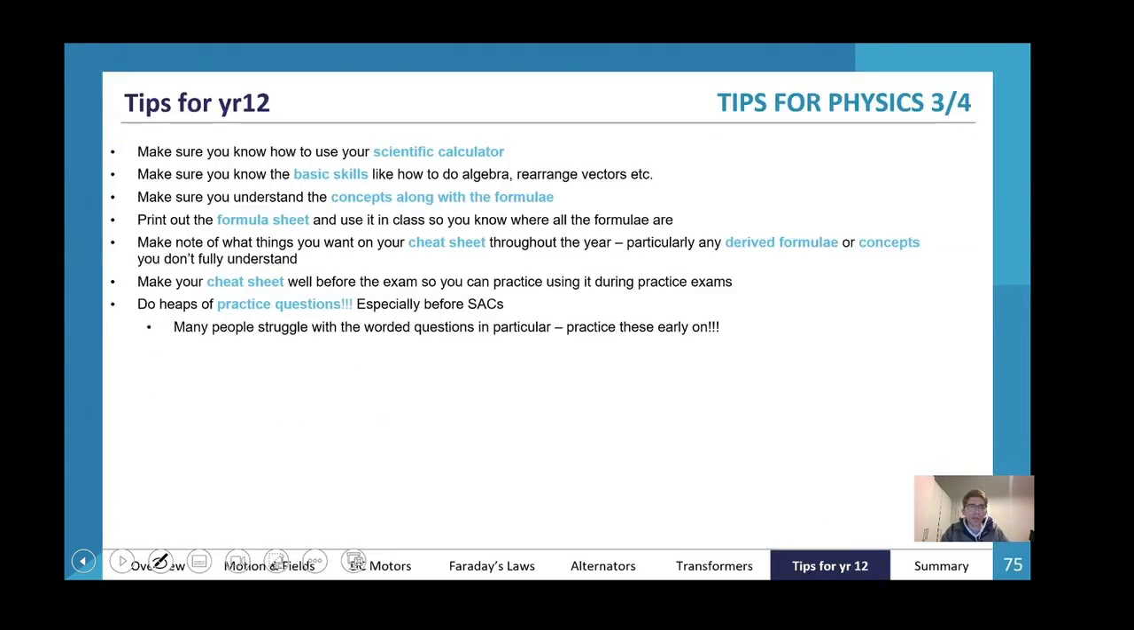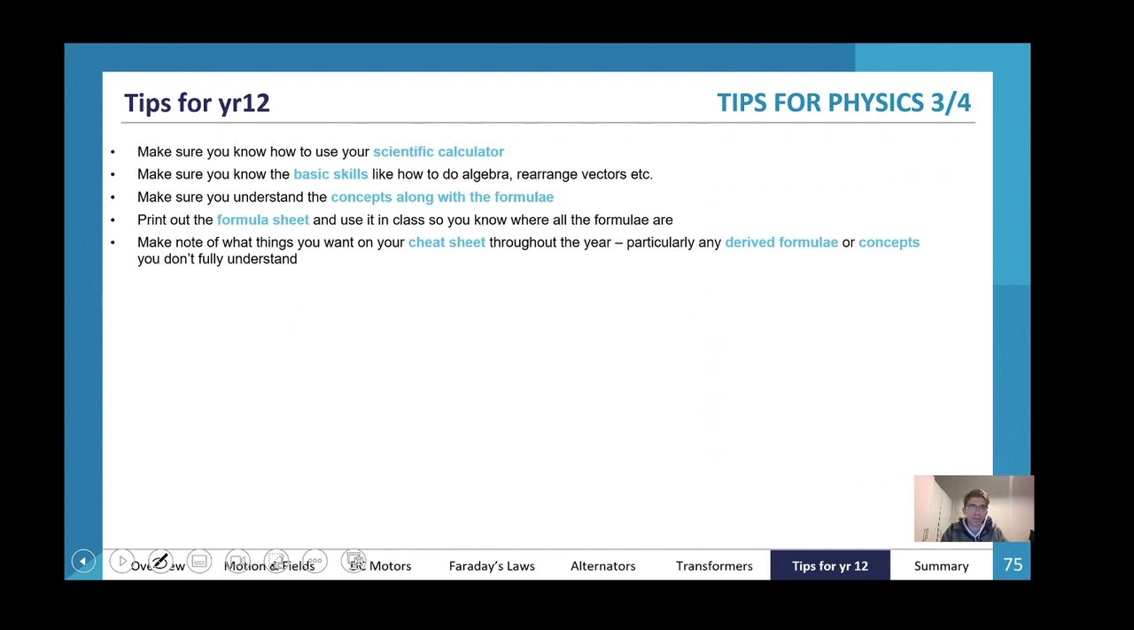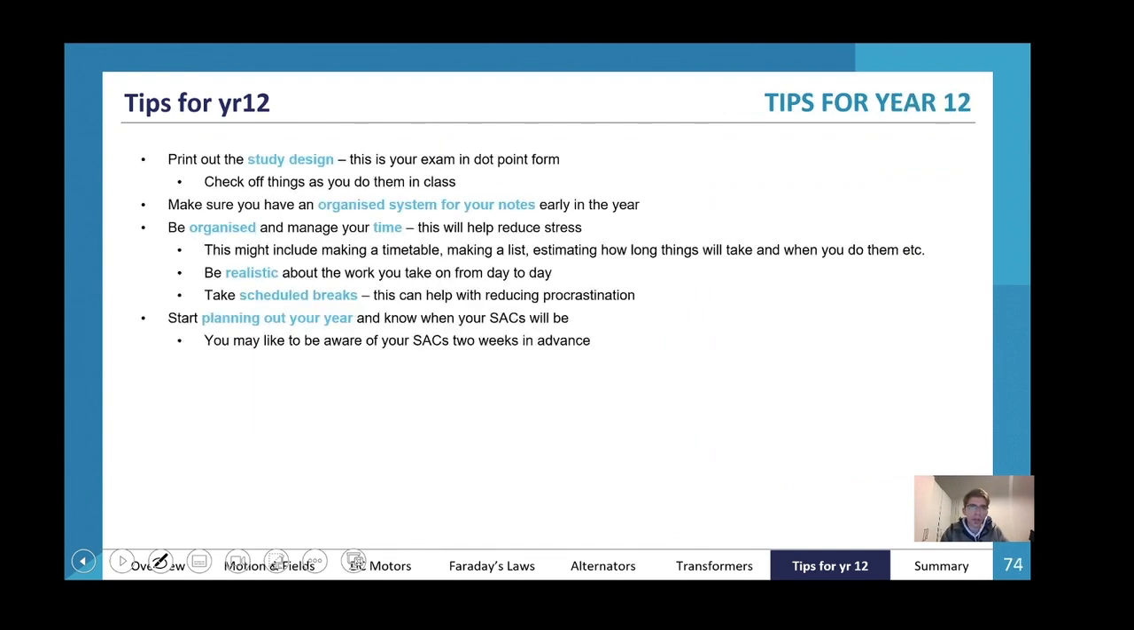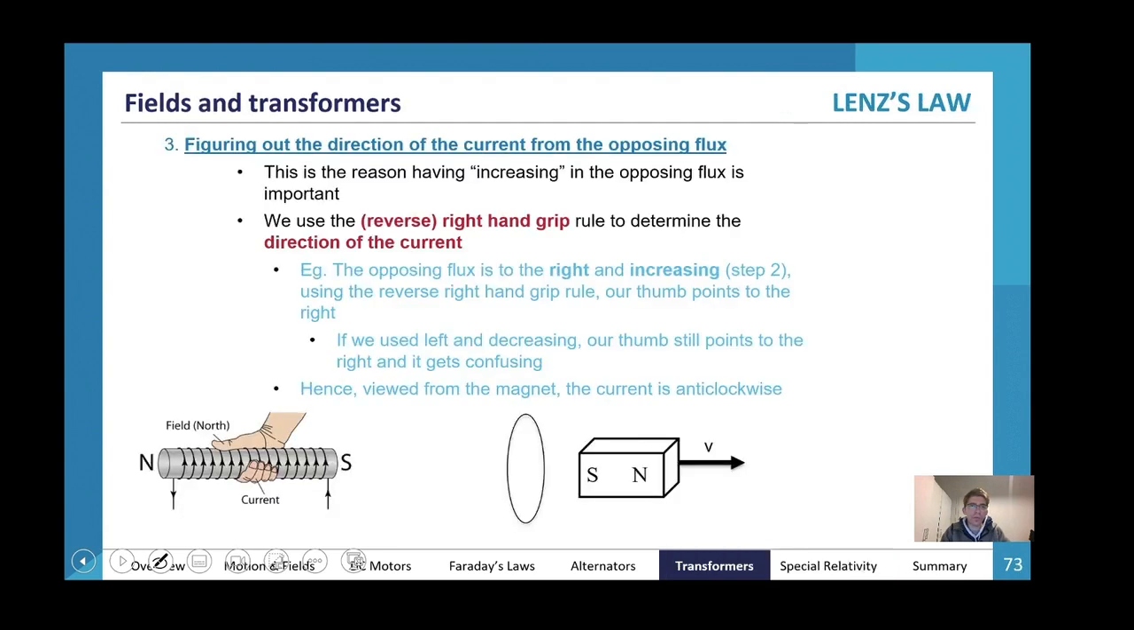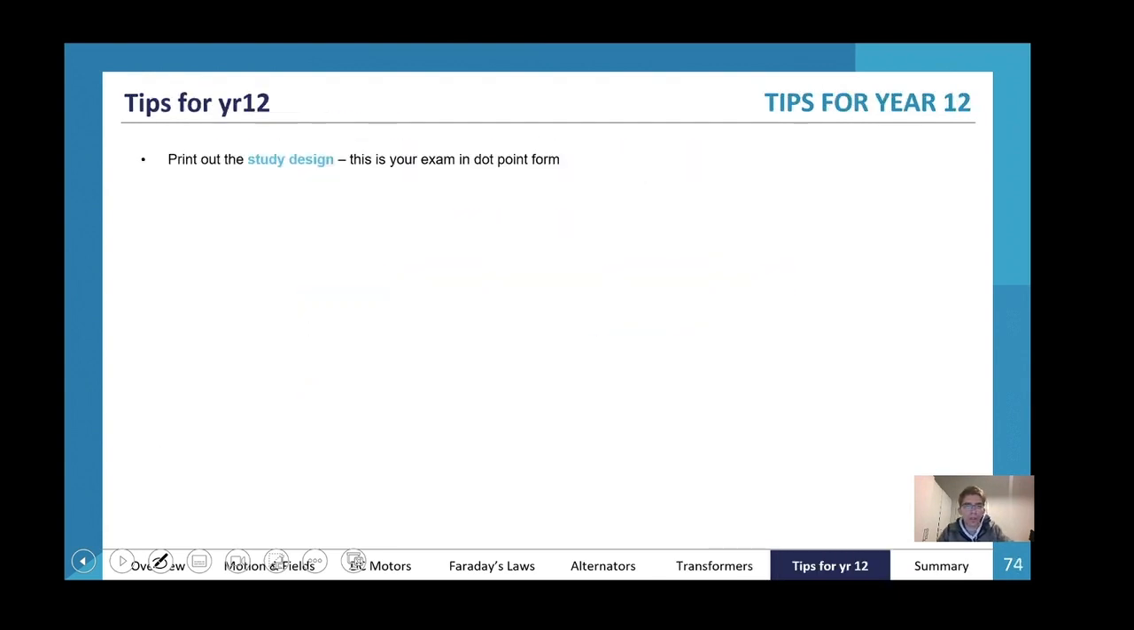You can look at the slides. There are a lot of tips here that you can have a look at. If you have any specific questions, please do use the chat box, because it might prove helpful to you.